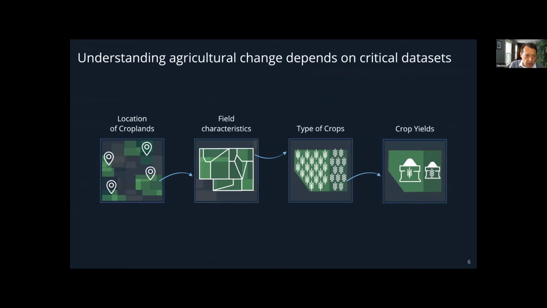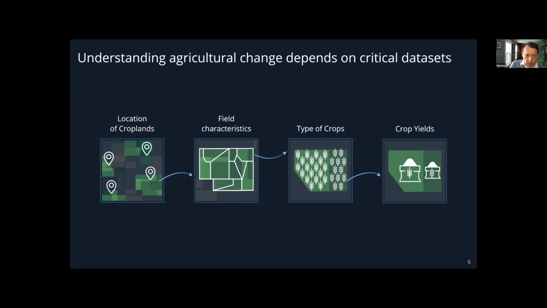If you really want to understand agricultural change, which is the theme of my work, it depends on having several critical data sets that you can only really develop with remote sensing. There are two key ones at the foundation: understanding the location of croplands accurately, and what the characteristics of the fields are like. As you've seen from Hannah's talk, they can be quite variable. Then you build on top of that crop type maps and crop yields. You want to get this on an annual basis to understand the nature of those changes.